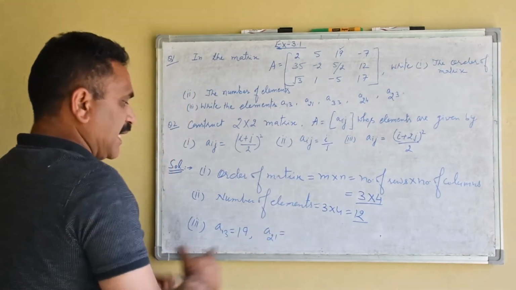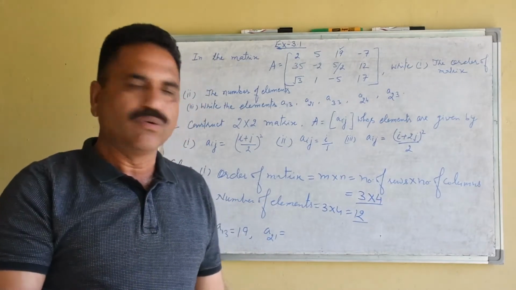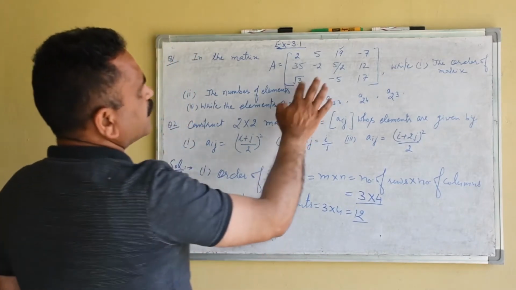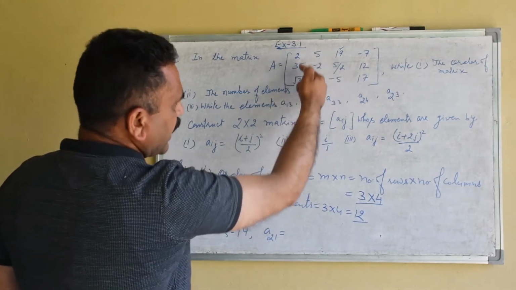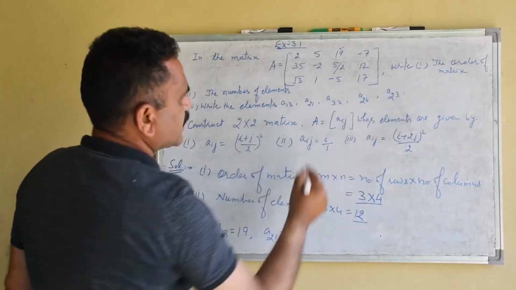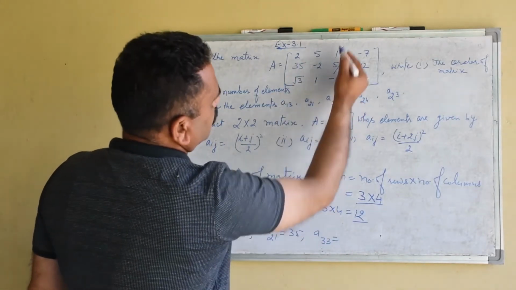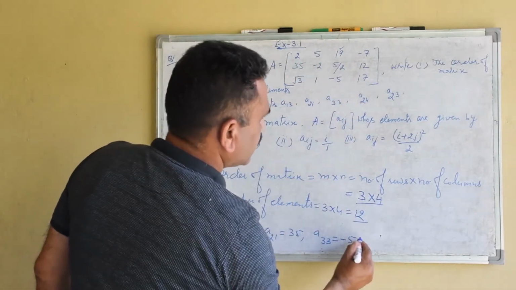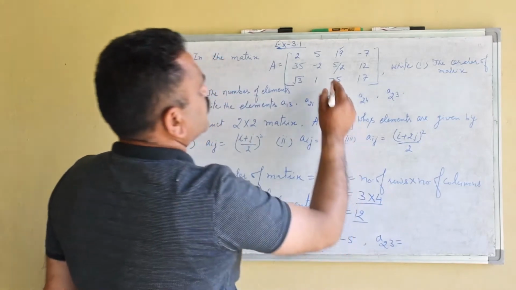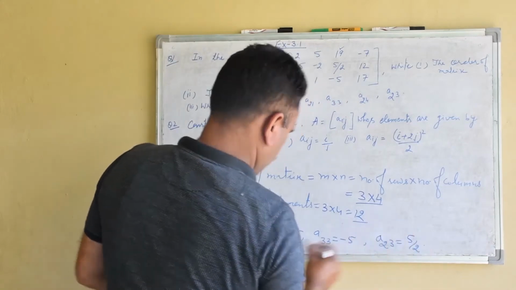What is the element at the second row? First we write the position in the row and second we write the position in the column. Look, A21 means second row, first column. So that is 35. Similarly, next is A33. Third row, third column. So -5. And fourth is A23. Second row, third column. 5 by 2.